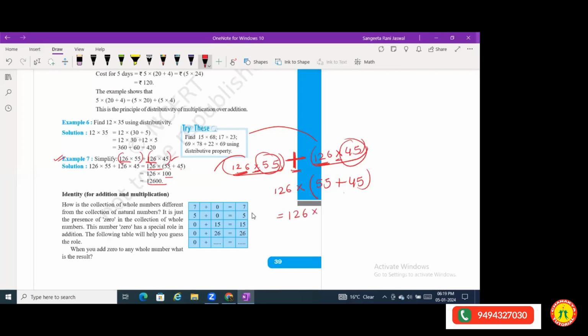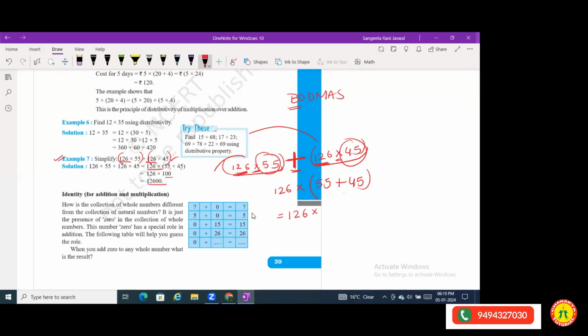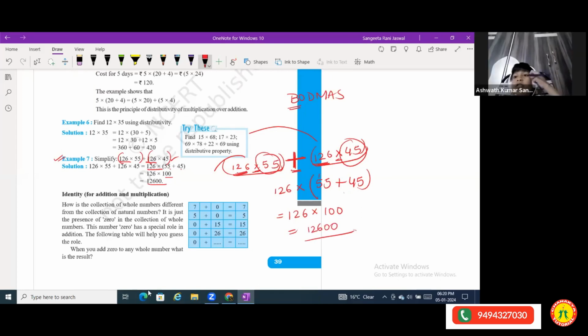Now 126 multiplied by, now when you do BODMAS, what does BODMAS say? First you do bracket, then of, division, multiplication, addition, and subtraction. So first you do whatever is inside the bracket. Addition is there inside the bracket, so I will add these numbers. 5 plus 5 gives me 10, 1 carried, 9 and 1 is 10. I get this. Now easily I can multiply this. 126 multiplied by 1 is 126 and then 2 zeros. Got it?